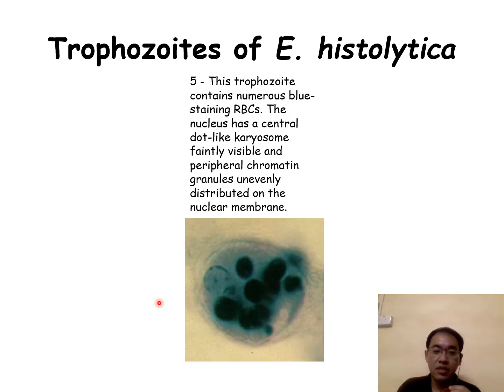Okay, next. This is another version. This is a little bit round, and this is the nucleus with the central karyosome. And all these black stained organelles, these might be RBC.